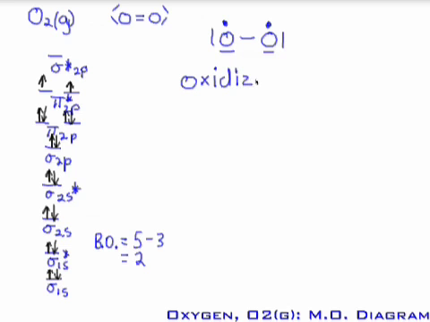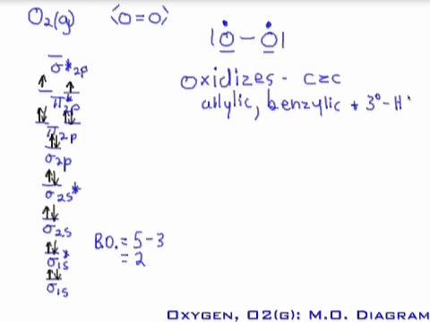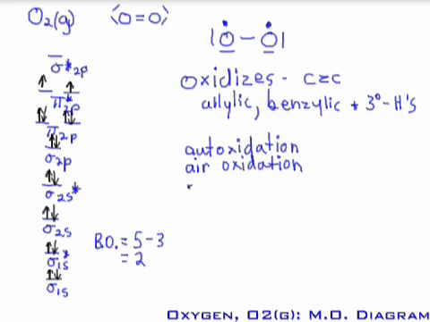O2 oxidizes C double bond C, allylic, benzylic, and tertiary H's. The process has several names. It's called oxidation, sometimes it's called air oxidation, or it's called auto-oxidation.